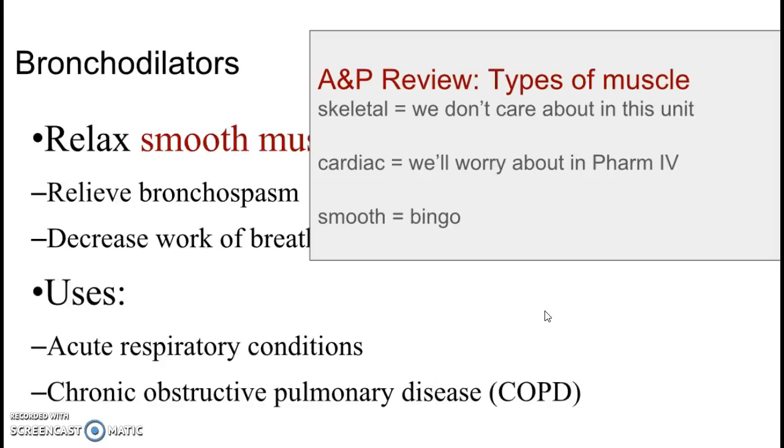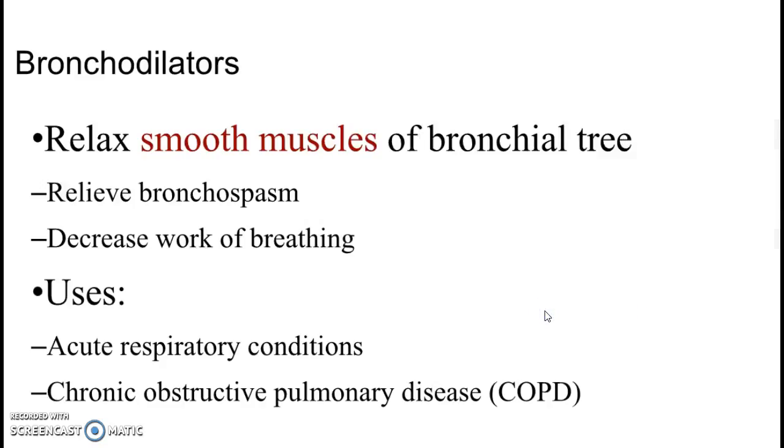Skeletal, we don't care about this unit. Cardiac, we'll worry about in Pharm 4 when we do cardio. And then smooth muscle, bingo, that's what we're talking about. Smooth muscle is often called involuntary. That means we can't control it. Skeletal muscle, we can control, right?